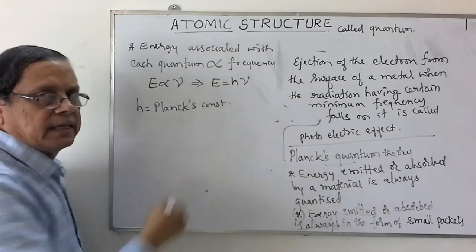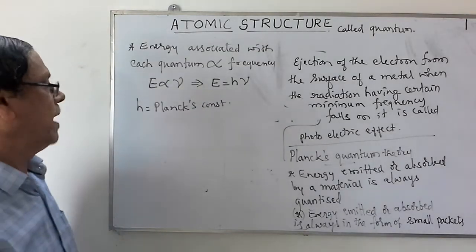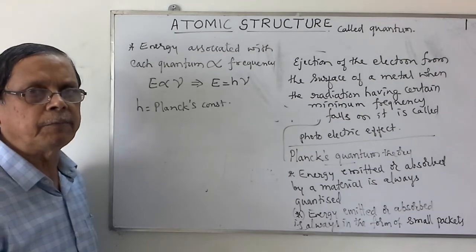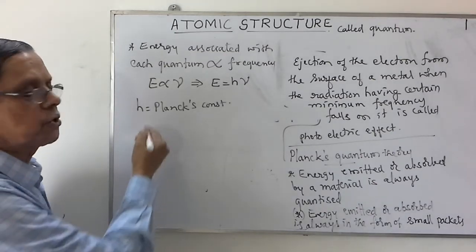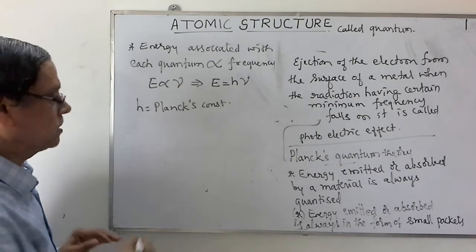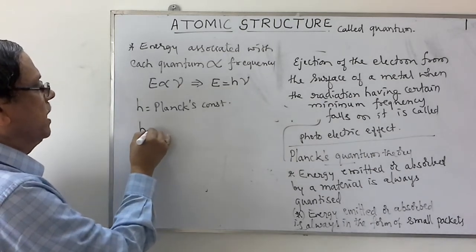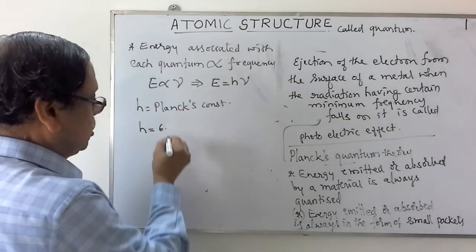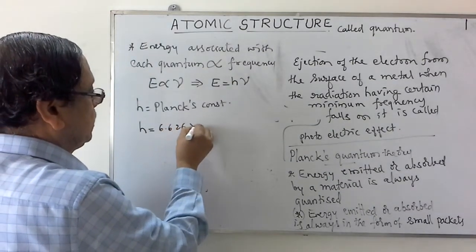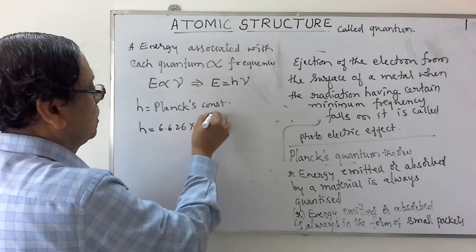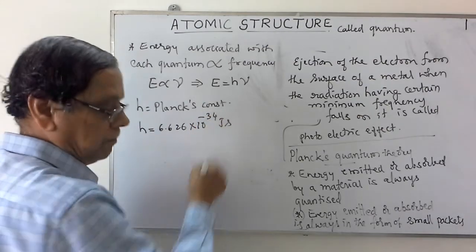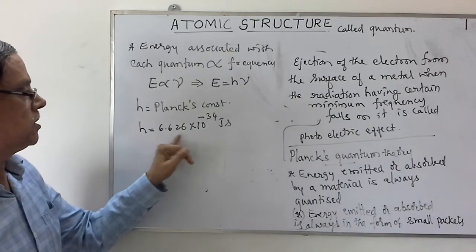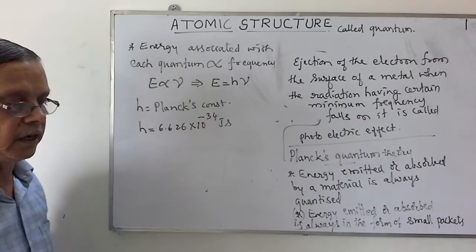In most of the examinations, they will provide the value of this Planck's constant, but in some other examinations it may not be provided. In that case, you are supposed to remember the value of this Planck's constant. So this h is given as 6.626 into 10 to the power minus 34 joule second.